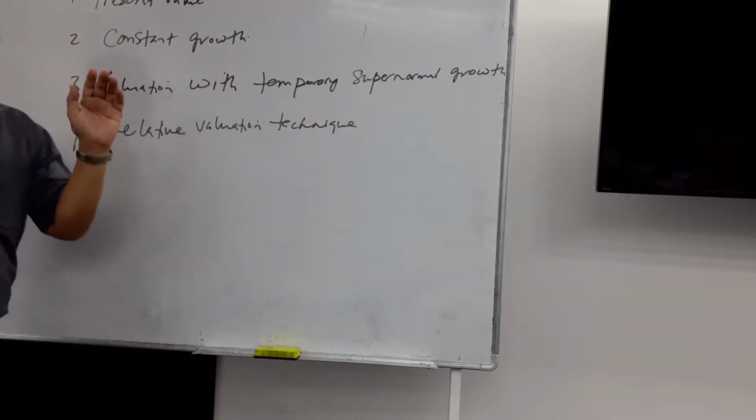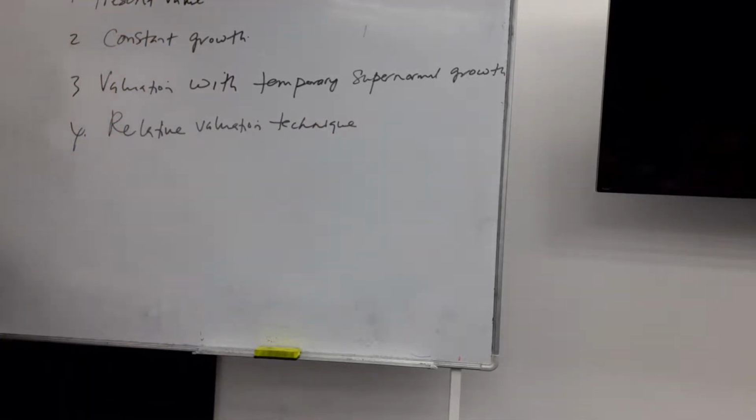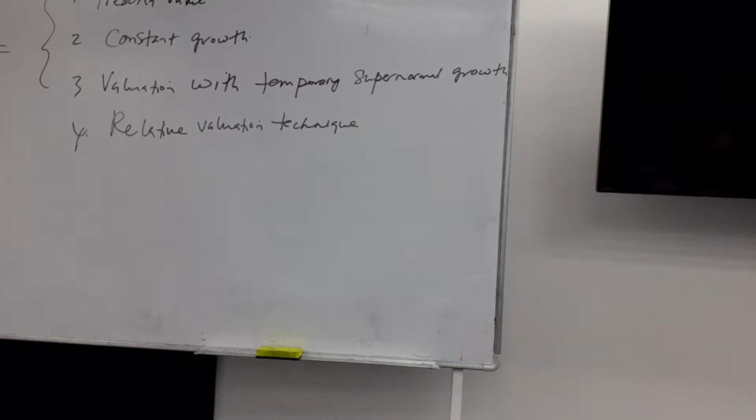Actually, these first 3 techniques are generally called discounted cash flow techniques, or in short form DCF. When people say discounted cash flow techniques, it refers to these 3 techniques: present value, constant growth, and valuation with temporary supernormal growth.